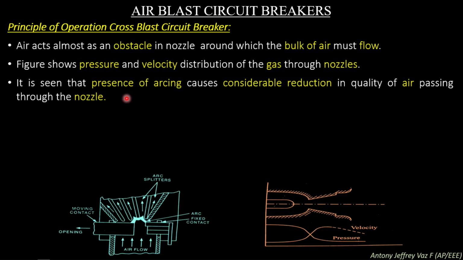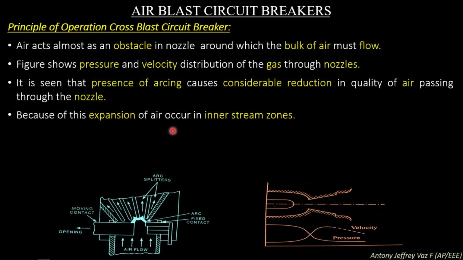It is seen that the presence of arcing causes considerable reduction in the quality of air passing through the nozzle. So the arc is present in the circuit breaker. During this arcing period, the air which is flowing through the arc gets considerably reduced or deionized because of the high temperature present in the arc. So there is this reduction in the quality of air which is passing near the nozzle and through the arc.